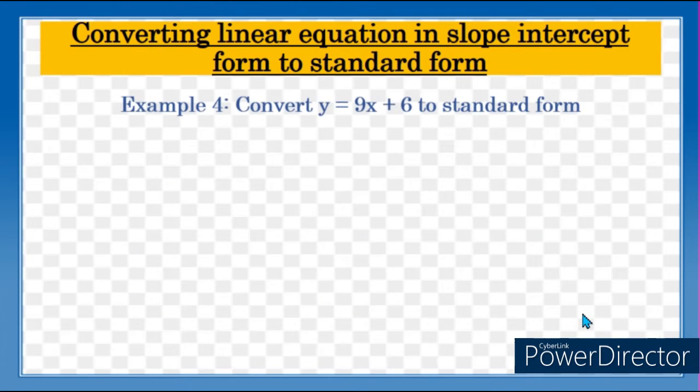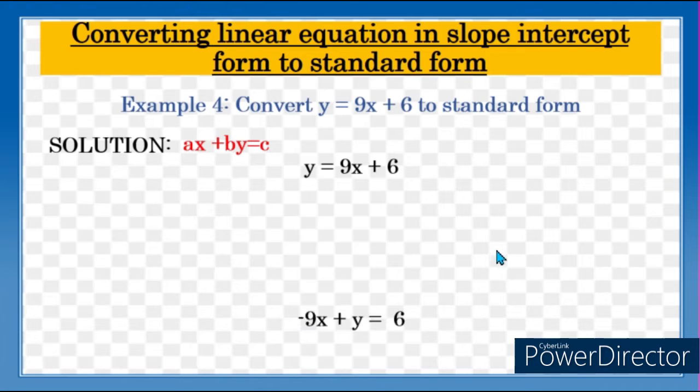Okay, next example. So, we have convert y is equal to 9x plus 6 to standard form. Okay, take note, I repeat that the standard form of a linear equation is ax plus by is equal to c. So, we have y is equal to 9x plus 6. So, lipat po natin sa kabila si positive 9x. Kaya magiging equation po natin ngayon dito ay negative 9x plus y is equal to 6. And we need to multiply both sides by negative 1.